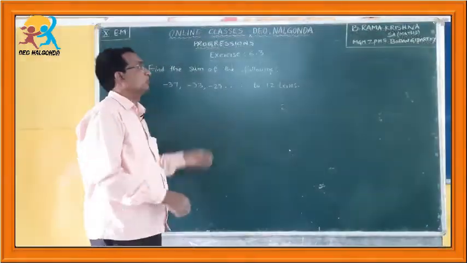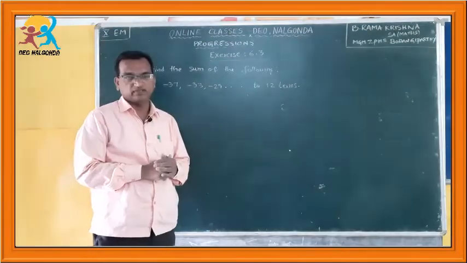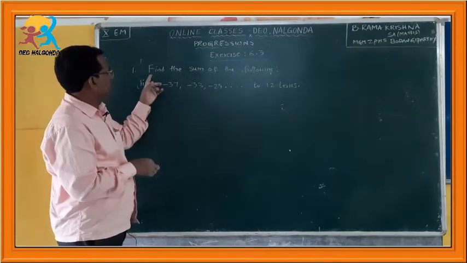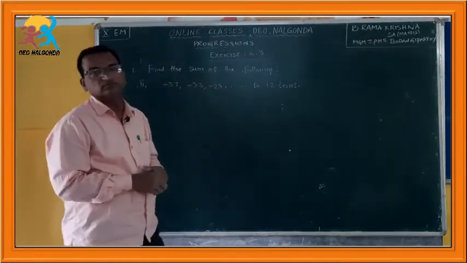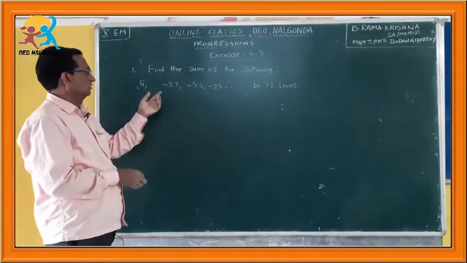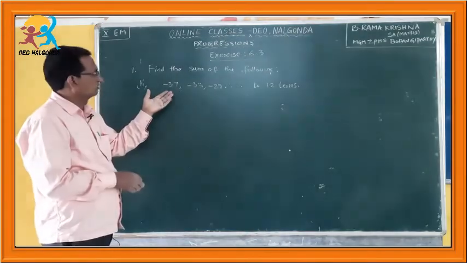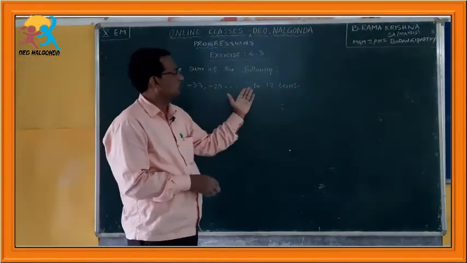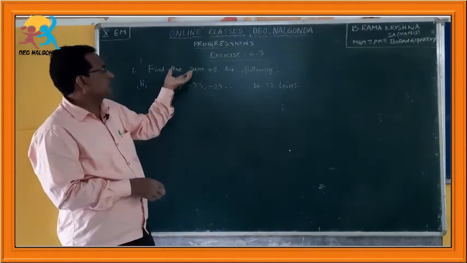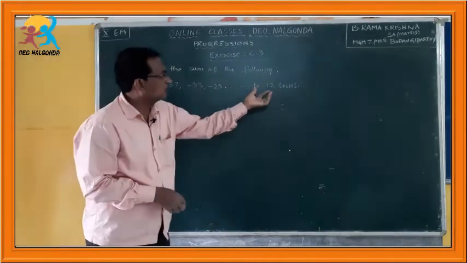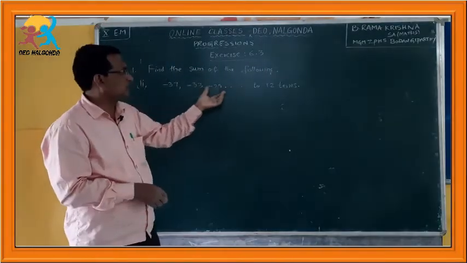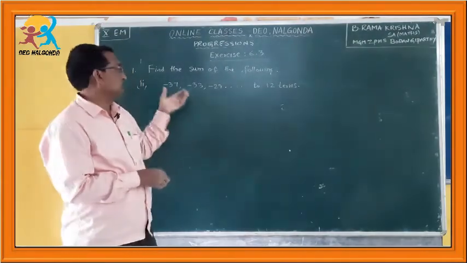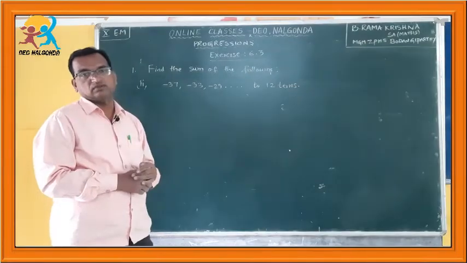Okay, children, we move on to exercise 6.3. First question: find the sum of the following. There is an AP given. The AP is minus 37, minus 33, minus 29 and so on. You have to find the sum up to 12 terms in this AP.